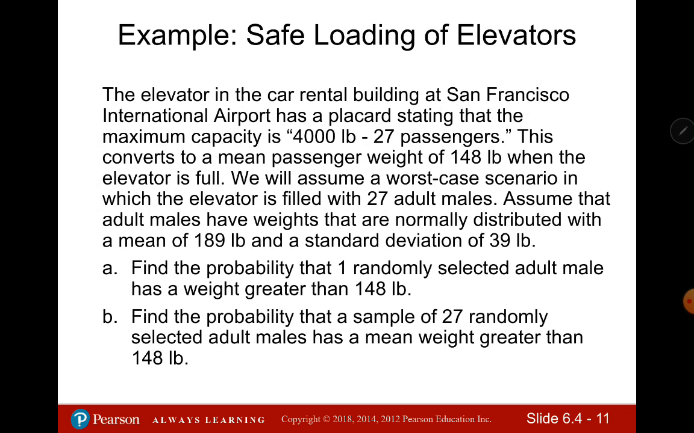Let's check the example. In this example, we have this rule: the capacity is 4,000 pounds, 27 passengers. We can get the mean passenger weight for this case, right? Total 4,000 divided by 27 passengers. So we can get the mean weight of the passenger is 148 pounds.